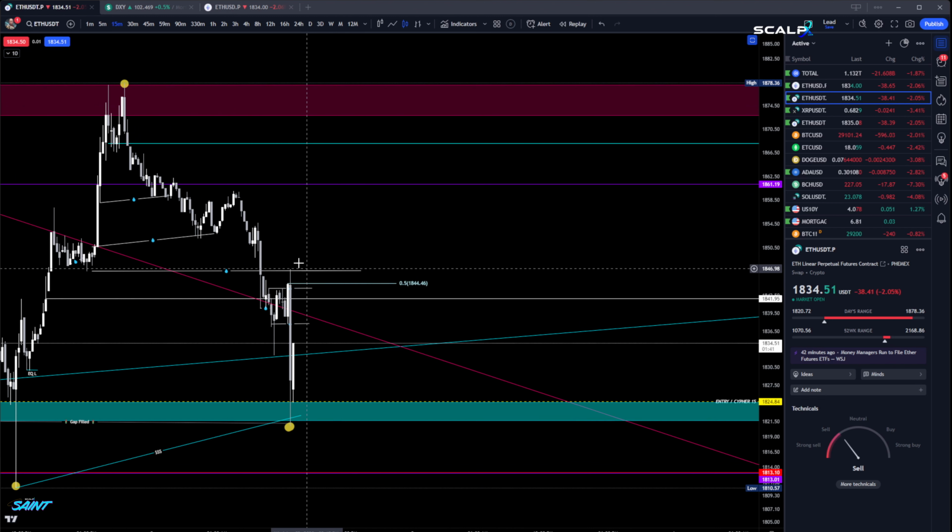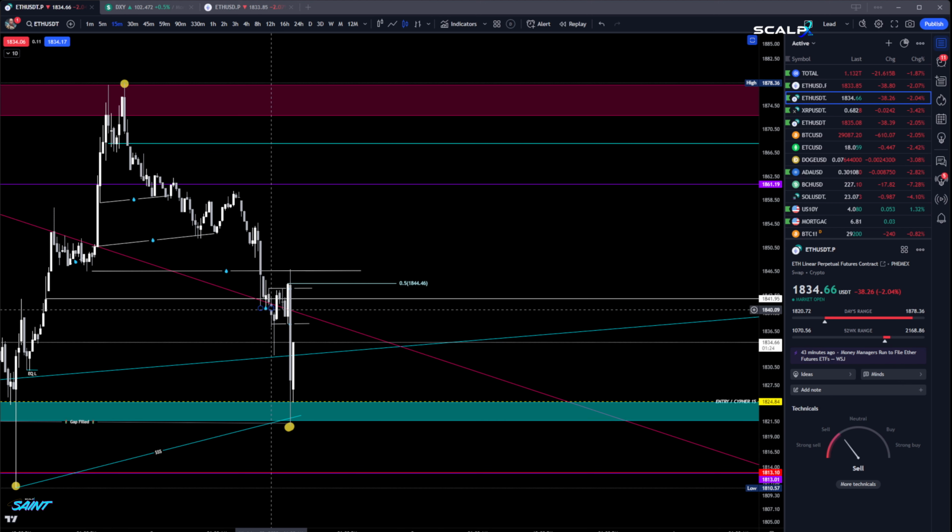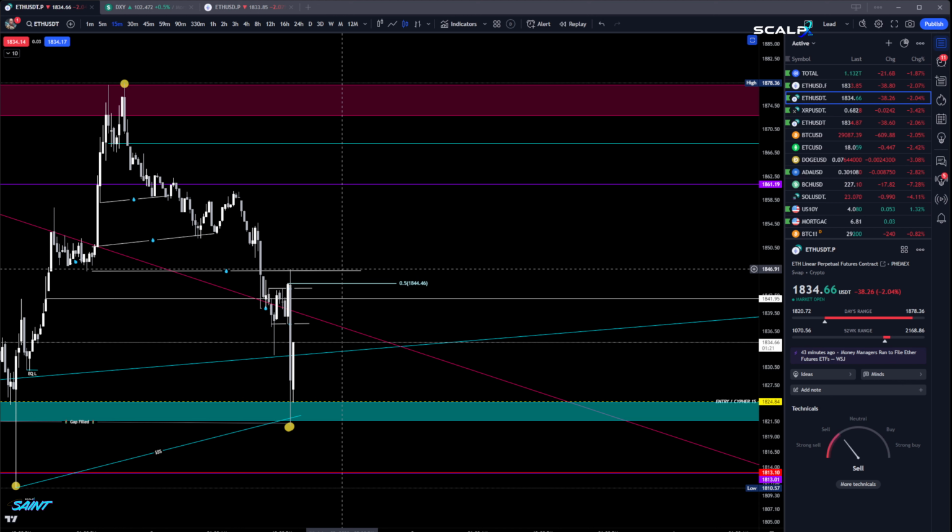Then I would probably clip my short around here and then just ride the long all the way back up. 100% on the long puts me at 1853, so just above here, right around here, if I were to take profit on the long.